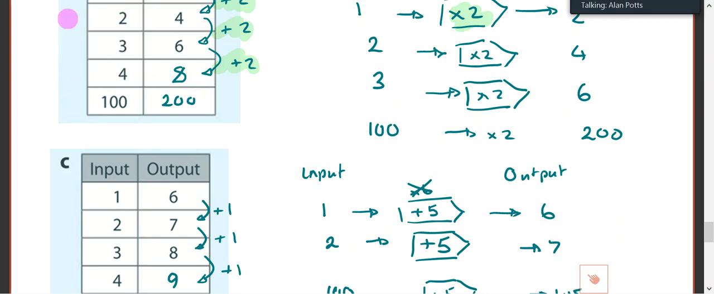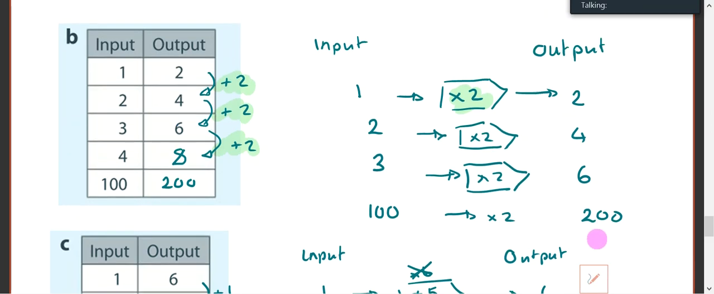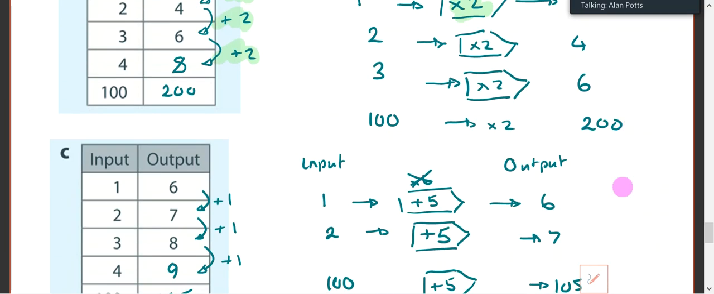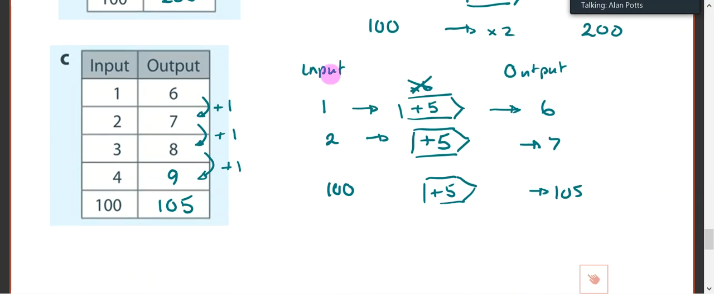Right, just to finish this off then. For this one, if the input is n, what's the output general rule? 2n. 2n, good. Because we times by 2, so 2n is the general rule. And then for the next one, if the input is n, we've got plus 5, the output?